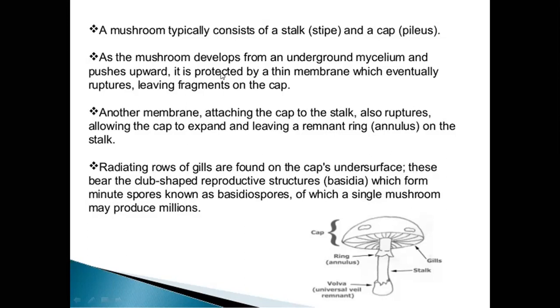A mushroom typically consists of a stalk, that is a stipe, and a cap, which is called the pileus. A mushroom develops from the underground mycelium and pushes upward. It is protected by a thin membrane, which eventually ruptures, leaving fragments on the cap. Another membrane attaching the cap to the stalk also ruptures, allowing the cap to expand and leaving a remnant ring, called an annulus, on the stalk. Radiating rows of gills are found on the cap's undersurface. These bear cup-shaped reproductive structures called basidia, which form minute spores known as basidiospores, out of which a single mushroom may produce millions.